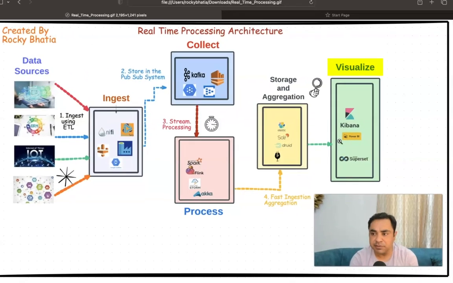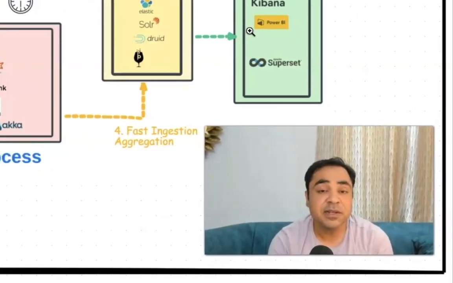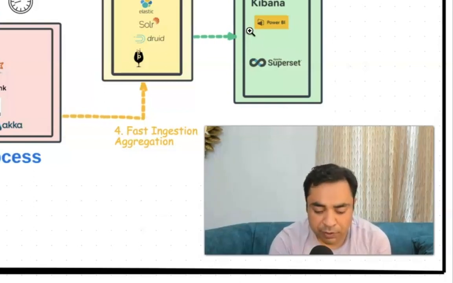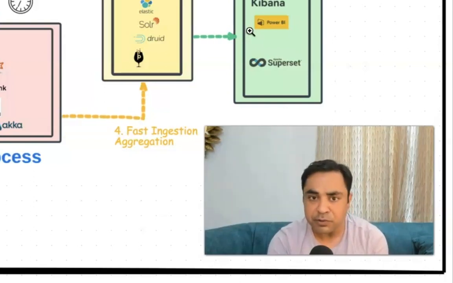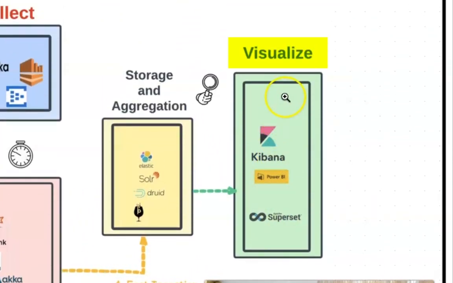Let's say we want to generate some report, we want to visualize the information, we want to generate some alert in real time, and we want to see whatever is processing in real time, or we want to do some analysis in real time. For that, we could visualize the data using Kibana, Power BI, Superset, and other visualization tools like that.